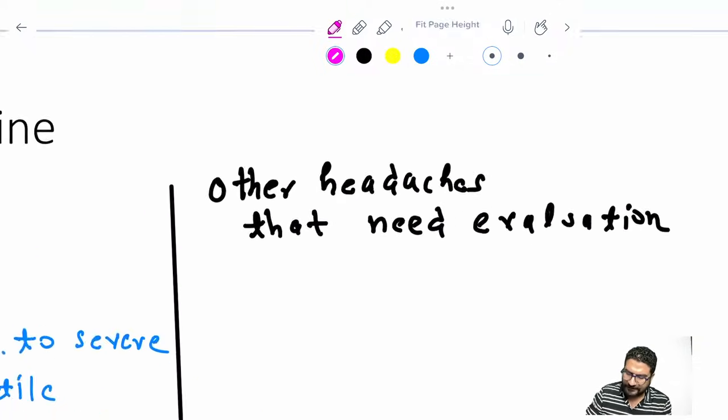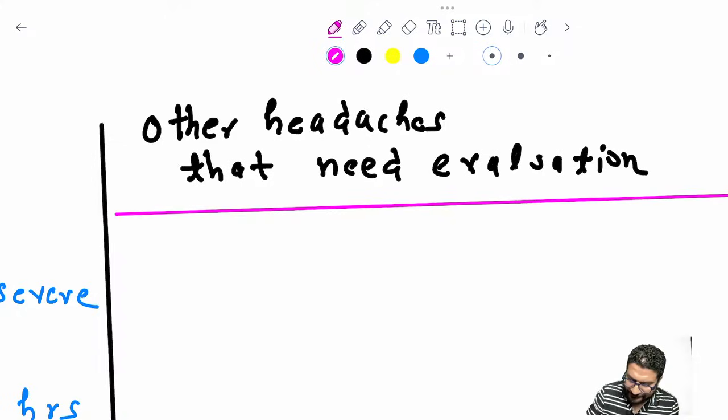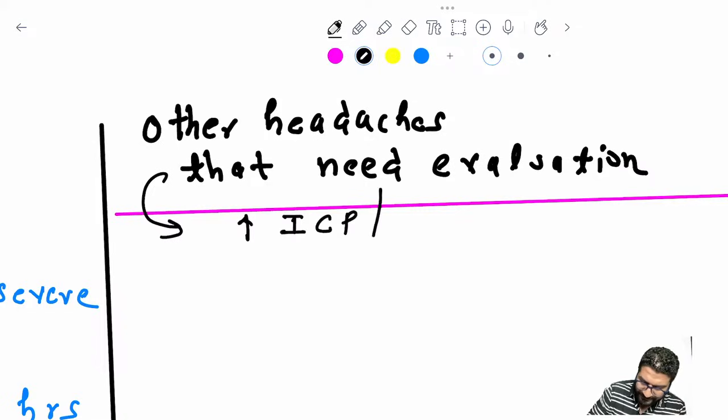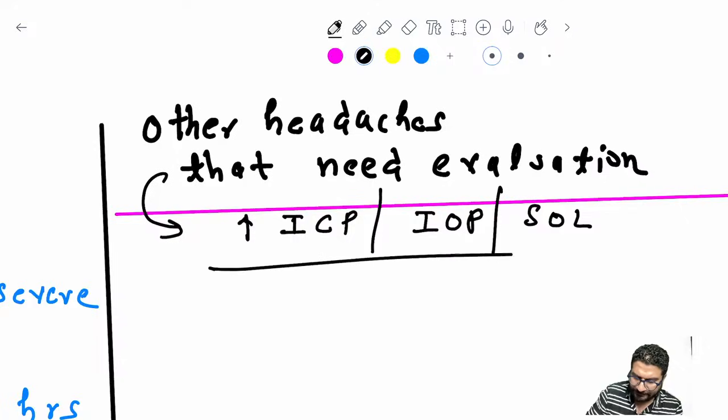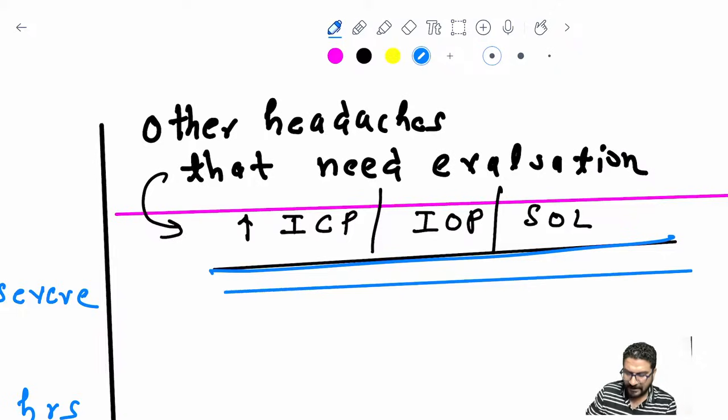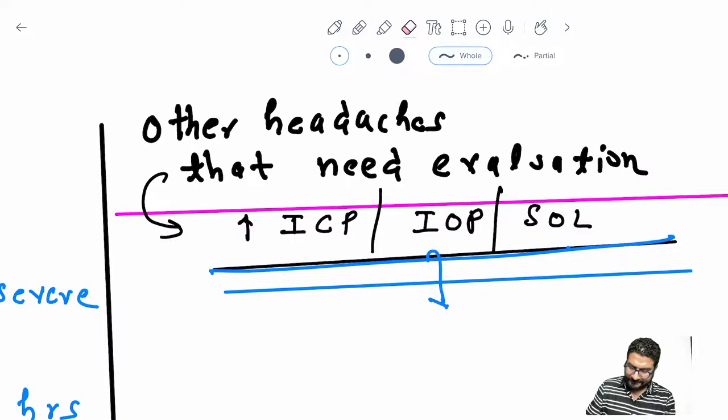Now coming to which headache needs further evaluation. So understand this thing. Any headache that increases your ICP or IOP, intracranial pressure or intraocular pressure, or I can say headache due to SOL. SOL means space occupying lesion, any tumor or anything that is occupying some space in your brain. Any headache due to a space occupying lesion. These are basically called secondary headaches. So which headache needs evaluation?